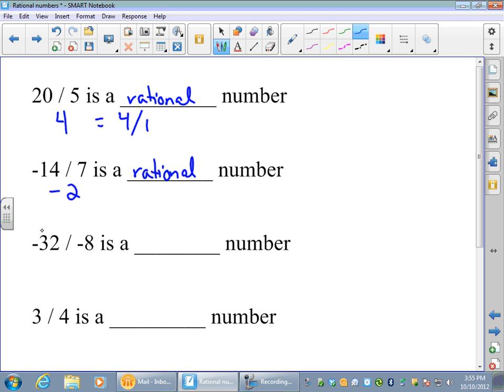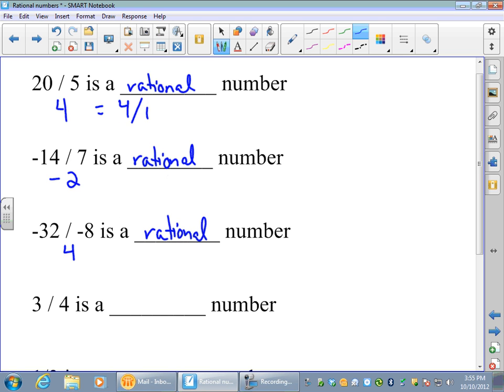Okay? This one, again, we know this is a fraction, so it's rational. When I divide two negatives, I get a positive. 8 goes into 32 4 times again. So again, I see that I have a rational number. When I have a fraction, it doesn't matter if both numbers are positive, both are negative, or one's positive and one's negative. It's a fraction, so it's a rational number.